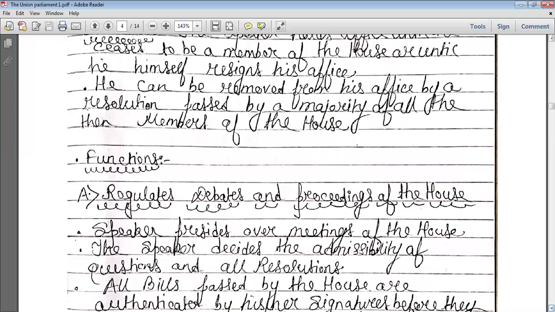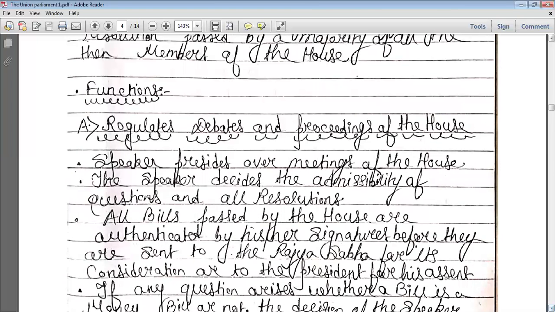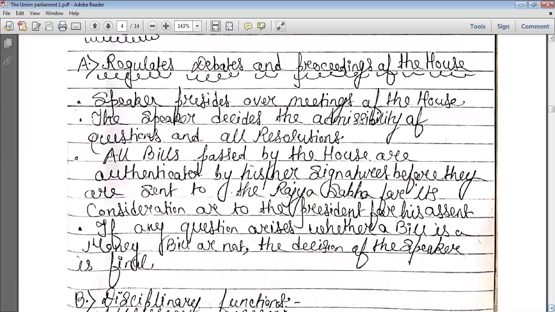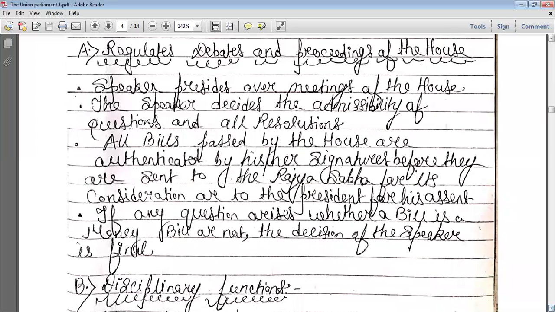Next, we would like to discuss the functions of the speaker. First function is to regulate debates and proceedings of the House. So how the speaker regulates the everyday debates among the members of parliament, manages the House, and maintains the discipline and decorum of the House. Speaker presides over the meetings of the House and is always present in them. Speaker also sometimes decides the questions of the members of parliament and tries to give a proper resolution to the members.